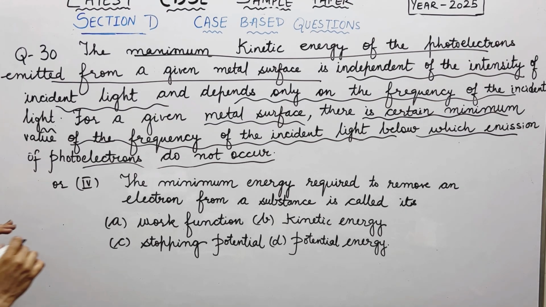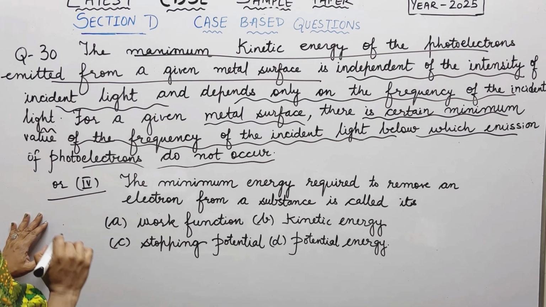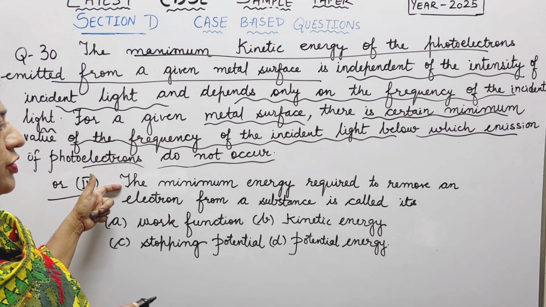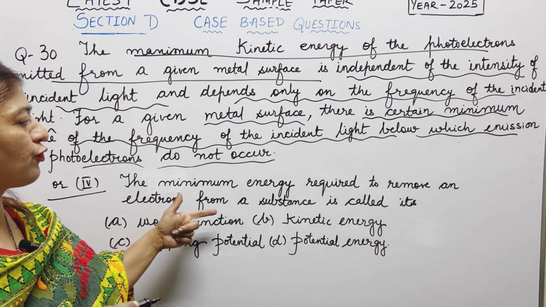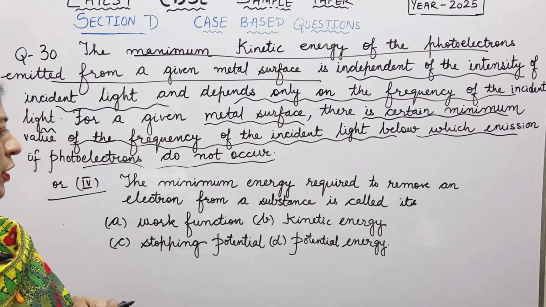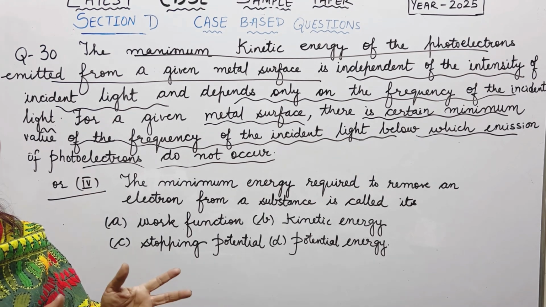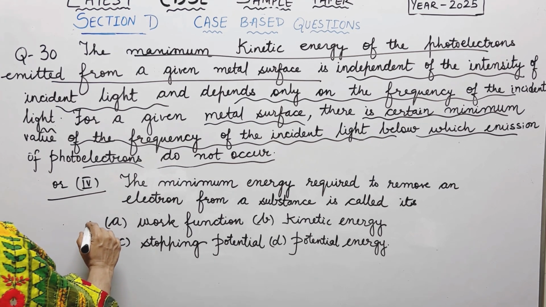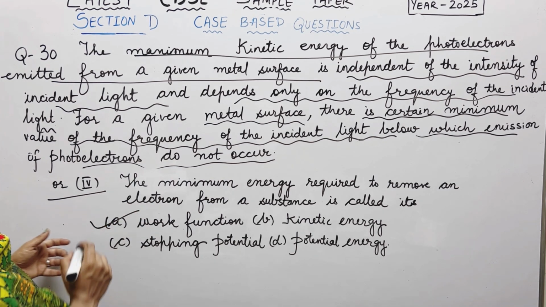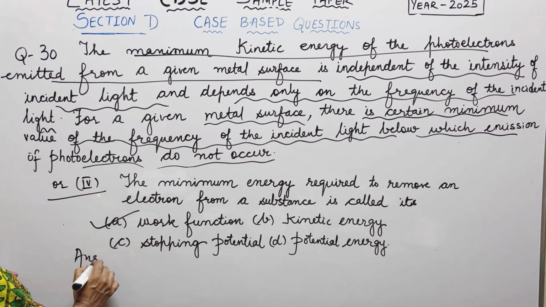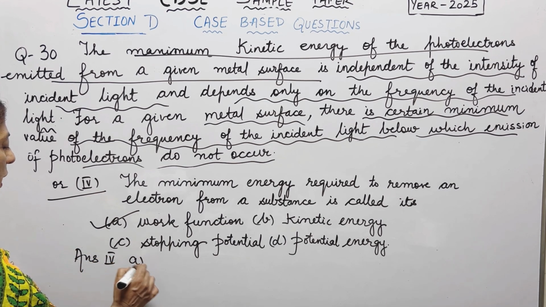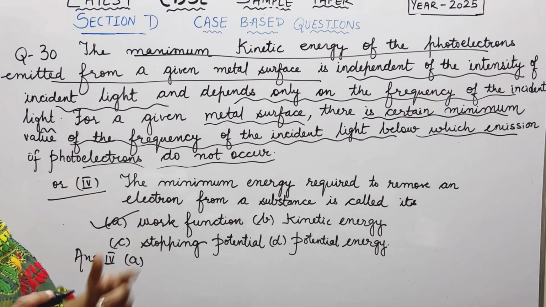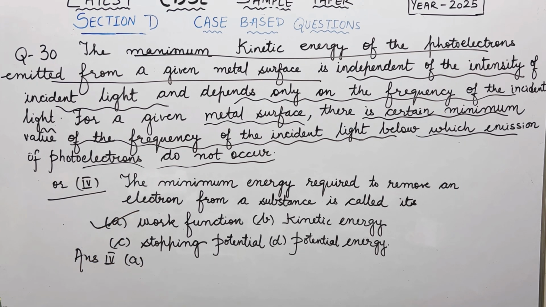There is a choice in the fourth part of the 30th question, and in that choice part, the question asked is: the minimum energy required to remove an electron from a substance is called its, so we know from our theory that it is known as the work function. So option A, work function, is the correct answer for this. So the answer for the fourth part is A, according to which work function is the minimum energy that is required to remove an electron from its surface.